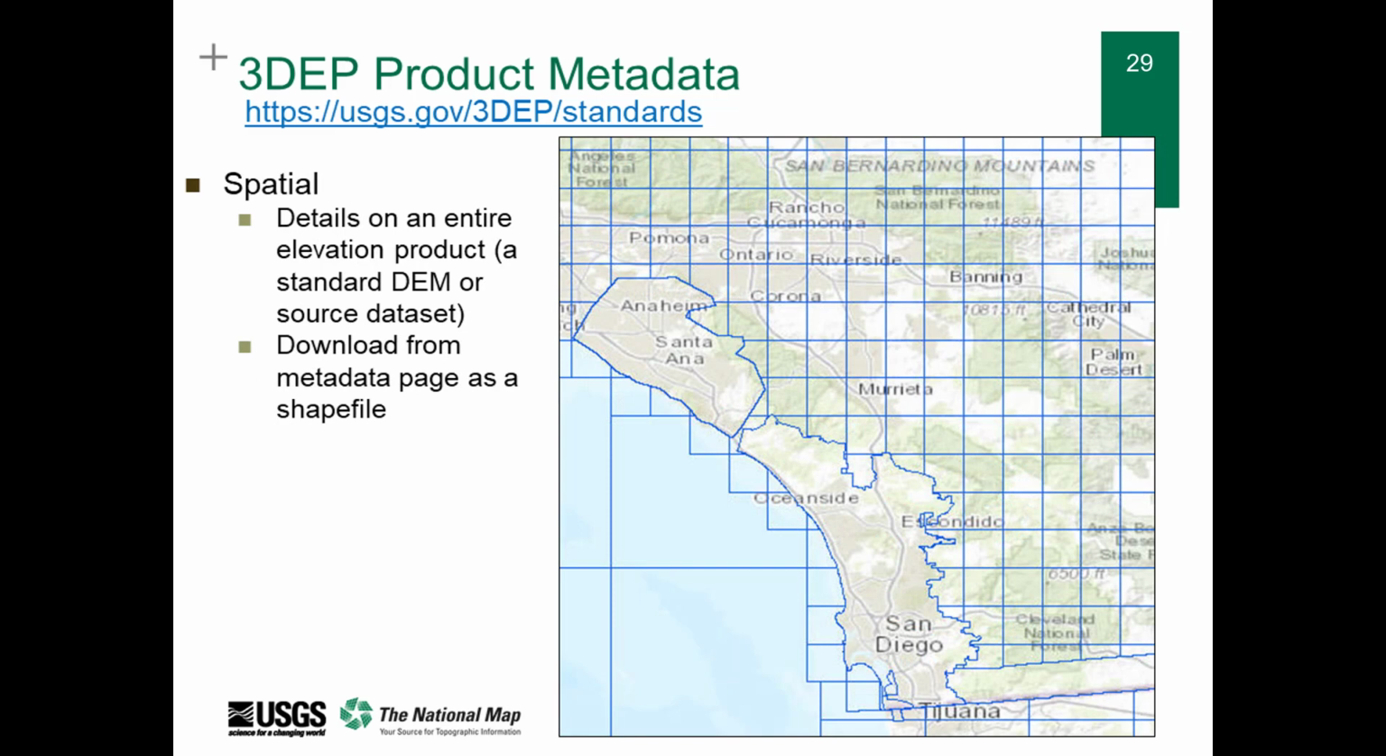Spatial metadata provides details on a specific elevation product, such as a seamless DEM. This metadata is provided as a shapefile with information provided for all polygons. This image shows 1/3 arcsecond DEMs in the San Diego area. The different polygons are related to the origin of the data. Identifying a polygon provides details on the elevation data, including its source. The website has a 3DEP data dictionary with details on the codes in the attribution.